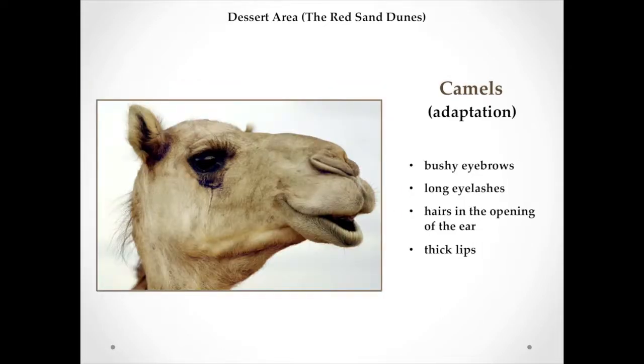Camels are also physically equipped to protect themselves during sandstorms. They have bushy eyebrows and 2 rows of long eyelashes to protect their eyes. They can keep their nostrils closed to keep sand away. They also have hairs in the opening of their ear to help stop blowing sand from filling up their ears. They have thick lips which allow them to eat thorny plants, which is totally impossible for other animals.